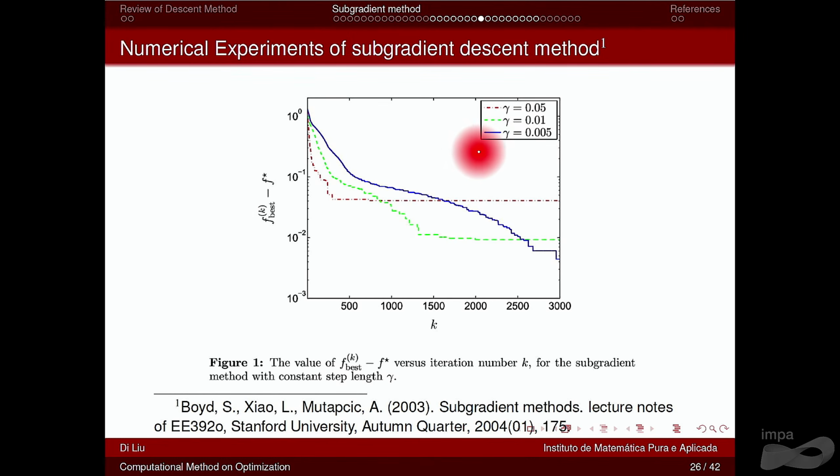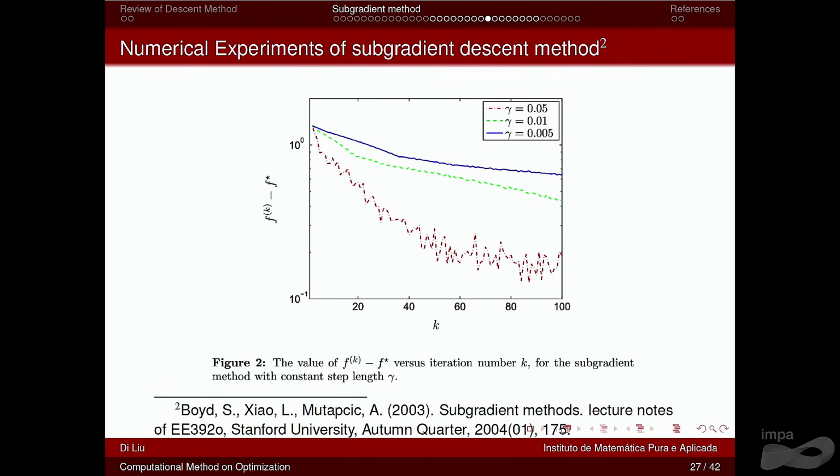If you choose this very small one, 0.005, you get somehow a tendency of convergence, but this convergence is not so good. You can see at the 3000th iteration, the gap is around 10 to the power of minus 2. So it's not a very good one. And then we choose another step size.